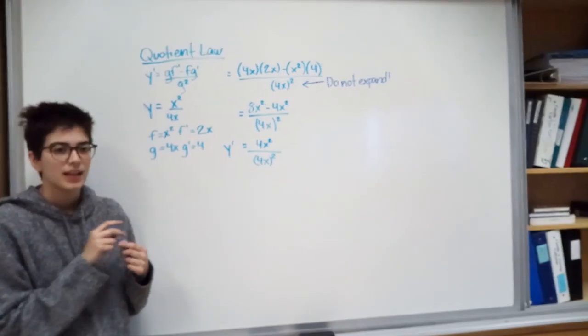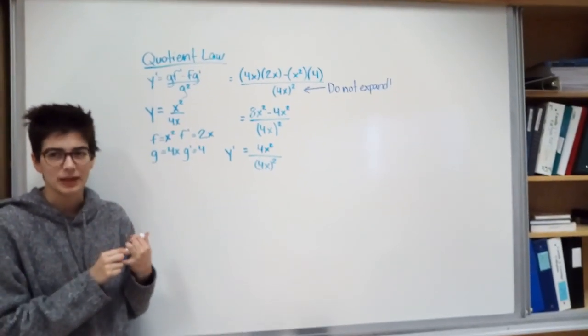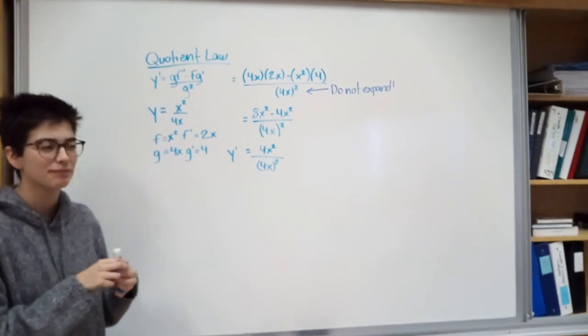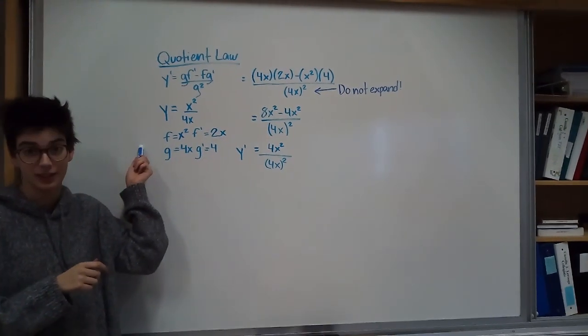So that means if the g is girl and the f means friend, then it's girl friend prime minus friend girl prime over girl squared. I guess you guys could remember it that way. Okay, I'm going to show you guys how to use this in an equation now.